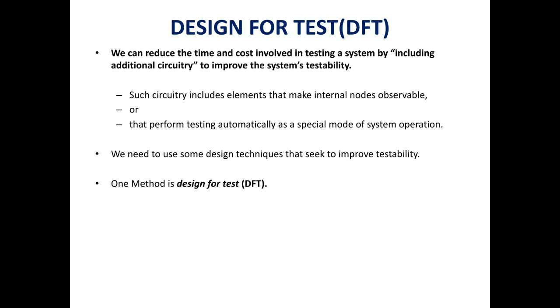Such additional circuitry includes elements that make internal nodes observable and internal nodes controllable. What is meant by nodes? We'll see what is observable and what is controllable in this lecture. By additional circuitry, it performs testing automatically as a special mode of system operation.